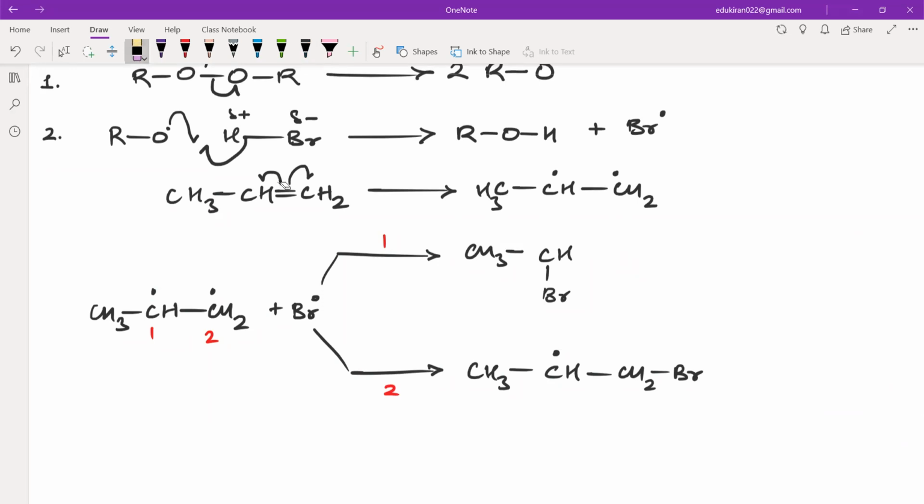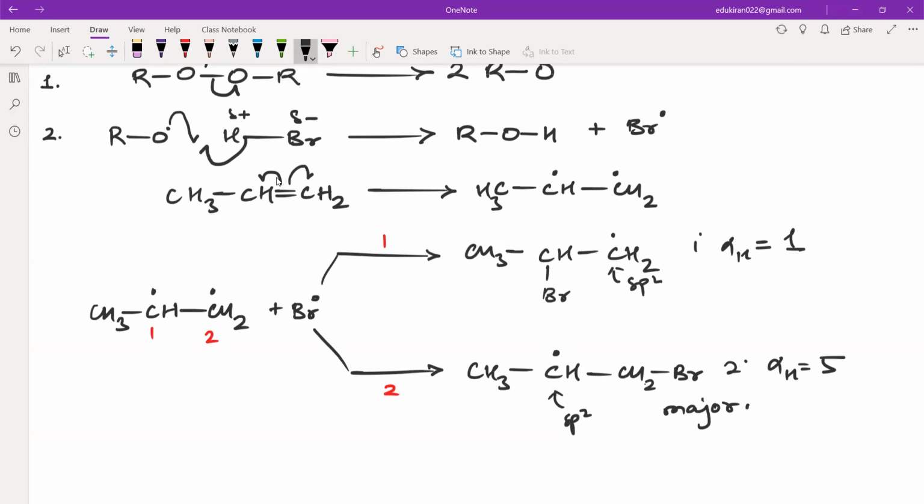Now here also we have got two free radicals, and we have to talk about the stability of the free radical. The more stable one will be formed more, as the major product. The CH2 free radical is 1 degree, and this is 2 degree. Now again, this is sp2, this is sp2. Here the number of alpha hydrogens is only 1, and here the number of alpha hydrogens is 3 plus 2, that is 5. So there are 5 alpha hydrogens there and 1 here. So obviously the second is going to be the major product.